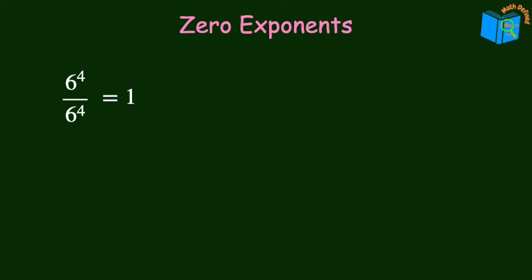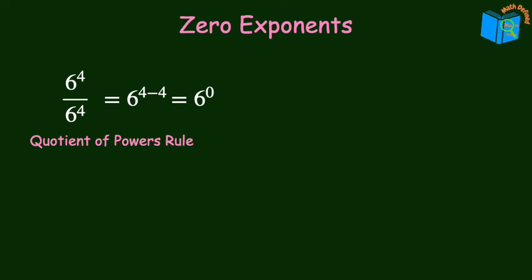Now let's see this math in action. To simplify this fraction, we will use the quotient of powers rule. This rule states that when the bases are the same, we keep the base and subtract the exponents. Subtracting 4 minus 4 results in 6 to the 0 power.